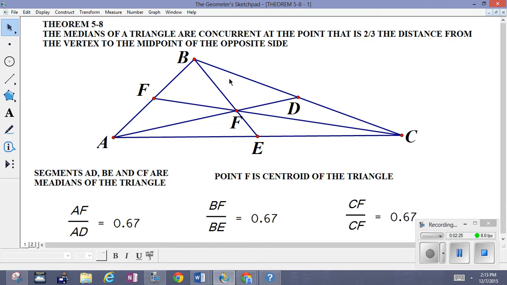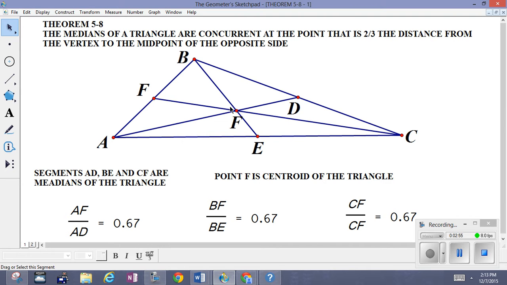But what it's saying is measure from the vertex to the centroid, and then measure from the vertex to the midpoint of the opposite side. That's the entire median, okay? And that ratio will always be 2/3. So, you know, from the vertex to the centroid, AF, versus the entire median, AD, is a ratio of 2/3.